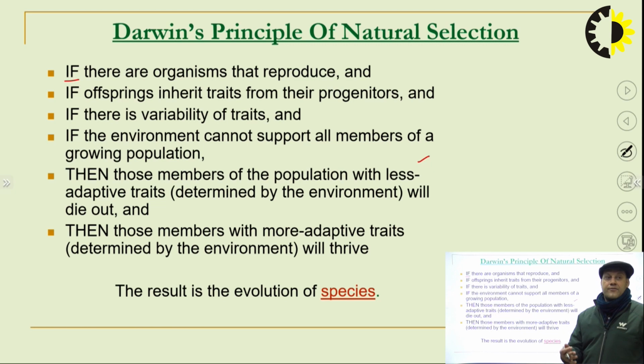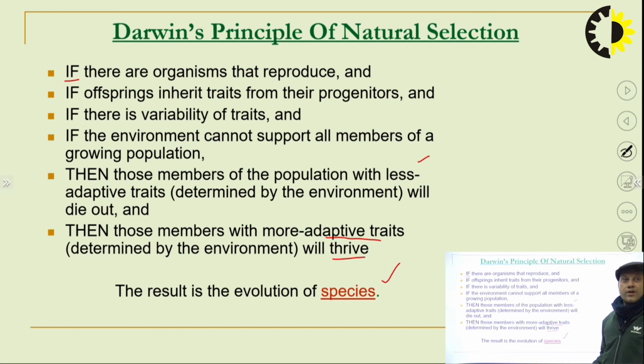Obviously, if the population is not able to survive according to the environment, then that population will die out. So what happens with the span of time? As time goes on, that population will try to survive. Then those members with more adaptive traits, which can survive according to the environment, will survive and thrive. The result is the evolution of species.